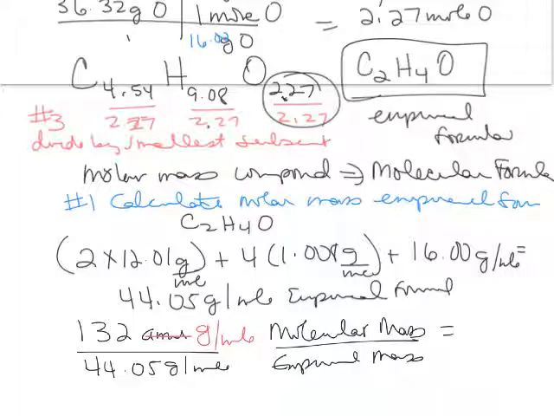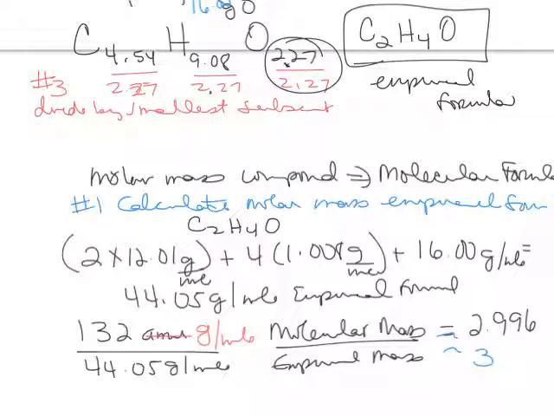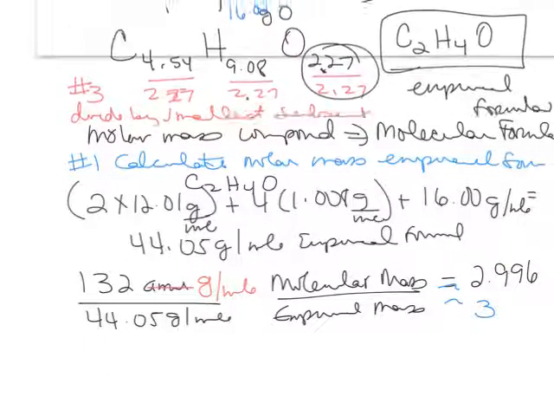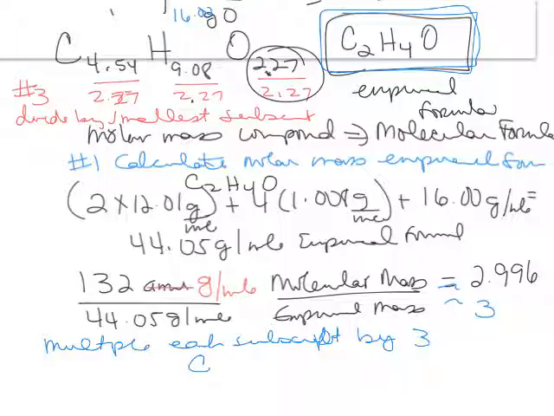When you do that, 132 divided by 44.05, you're going to get 2.996. That's pretty much 3. Now you can multiply your empirical formula, the one you worked out in the first part. You can multiply each subscript by 3. So C, what's 3 times 2? 6. 3 times 4 is 12, and oxygen would be 3. So your molecular formula should be C6H12O3.